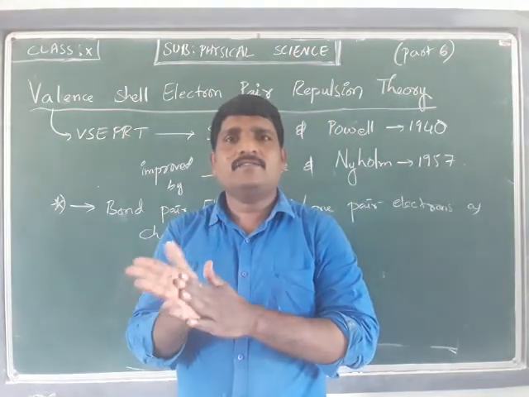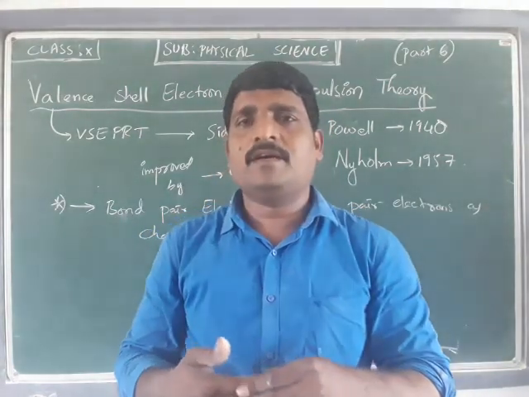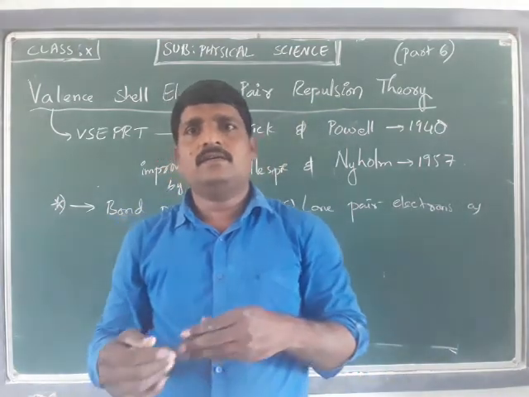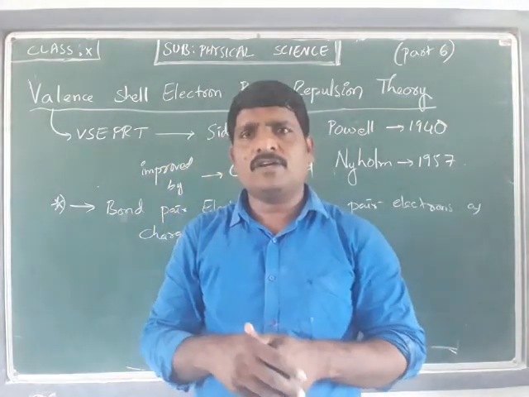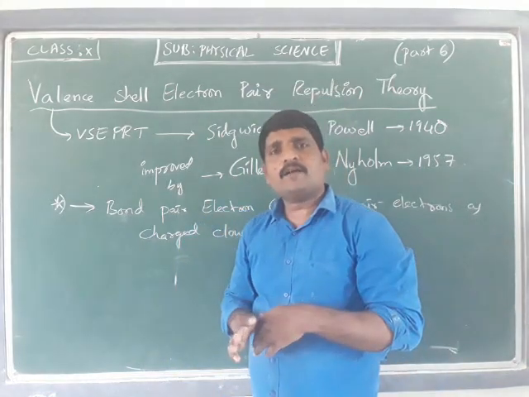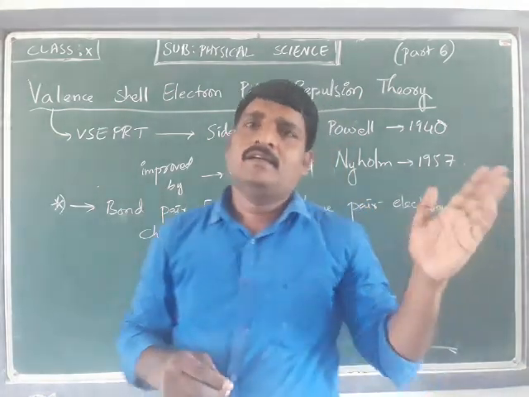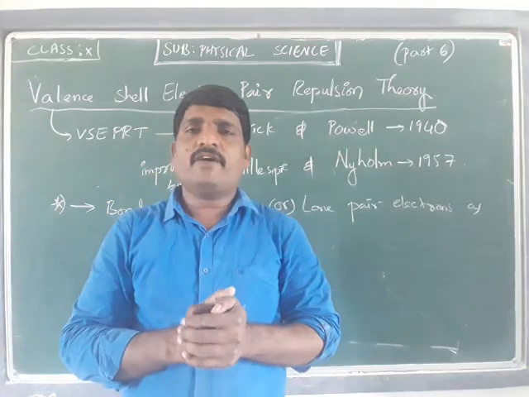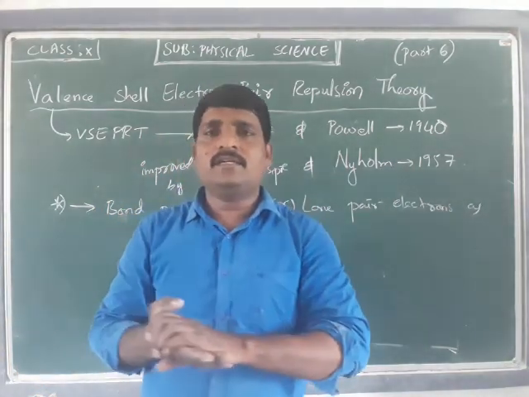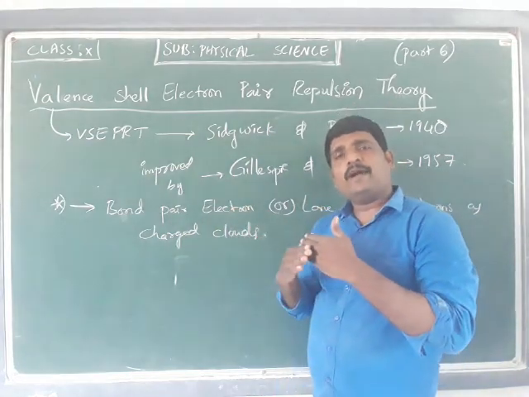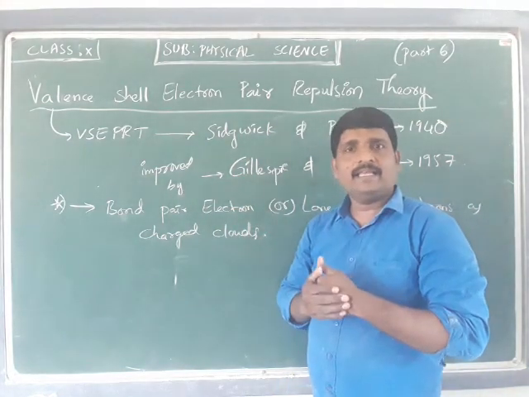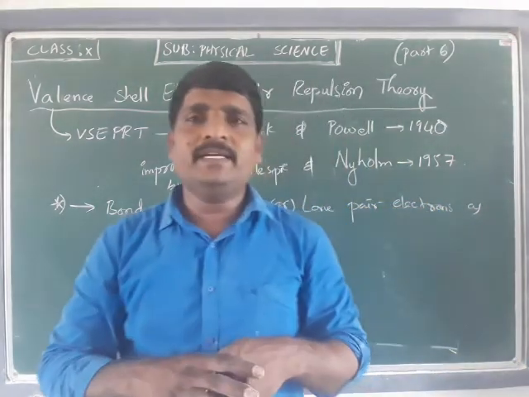Hi students, today we are going to discuss one more session of our chemical bonding lesson in our physical science, that is part 6. Till the previous topics we were talking about the electronic theory of valency, and then some bonding, covalent bond and ionic bond, and how the bonding takes place.